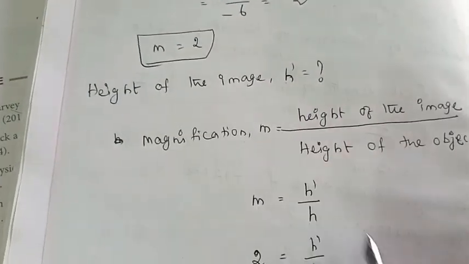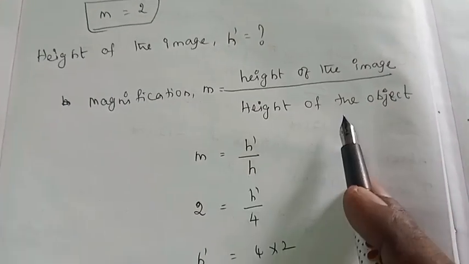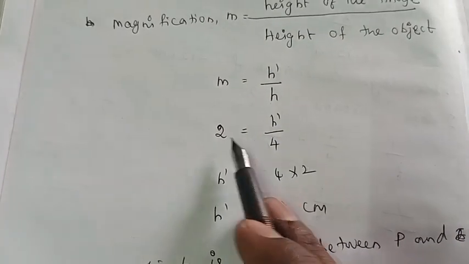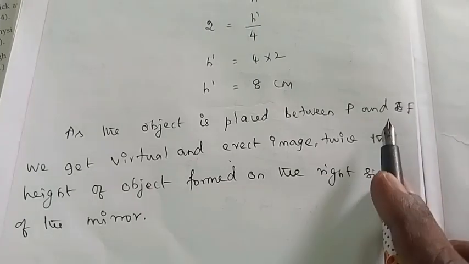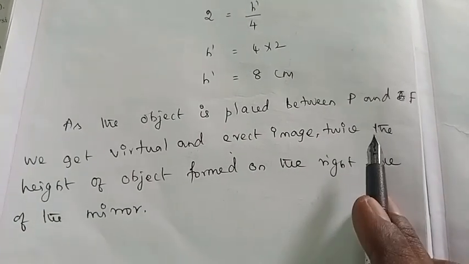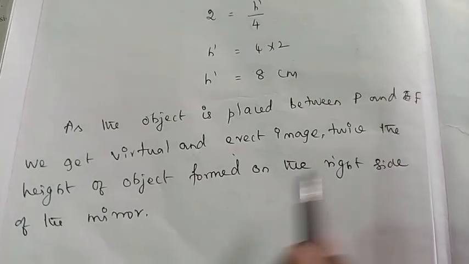Height of the image h dash they are asking. Magnification is equal to height of the image divided by height of the object. So m is equal to h dash divided by h. 2 is equal to h dash divided by 4. H dash is equal to 4 into 2, 8. H dash is equal to 8 cm. So as the object is placed between P and F, we get a virtual and erect image twice the height of the object, formed on the right side of the mirror.